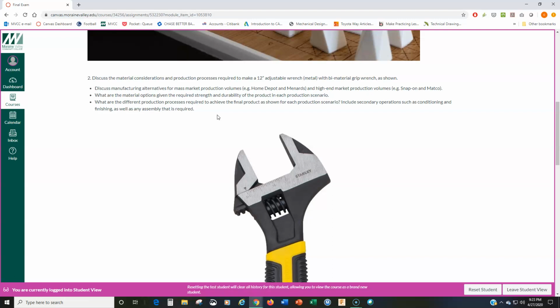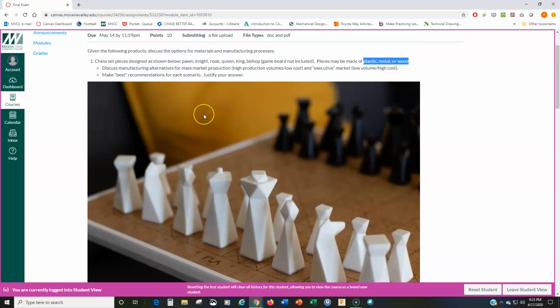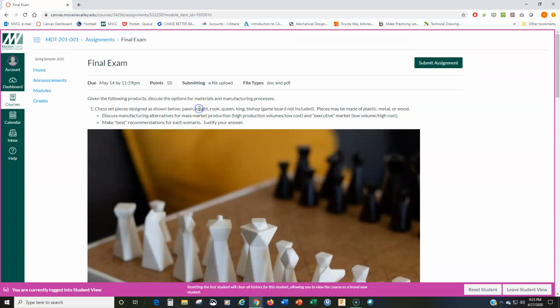Now, I didn't make any links, but there are some videos on YouTube where you can see wrenches like this being produced, and I would recommend you watch those. I think it's going to give you a good alternative for how different types of wrenches are made, the low end versus the high end wrenches. I think that may help you paint a clearer picture in your mind. So those are the two questions that I want you to address for the final exam.